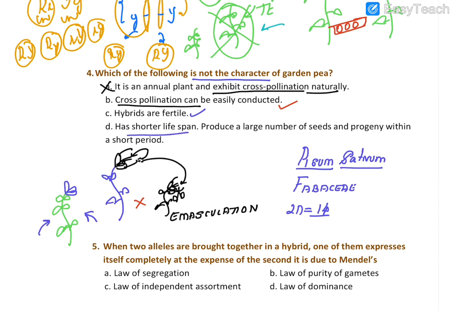These pea plants, they have shorter lifespan. It is correct. Produce a large number of seeds and progeny within a short period. Even it is correct. They complete their life cycle within 1 year. That's why we call them annual. So the wrong statement here is the first one. They are asking about the wrong statement. That's why the first one is the answer.